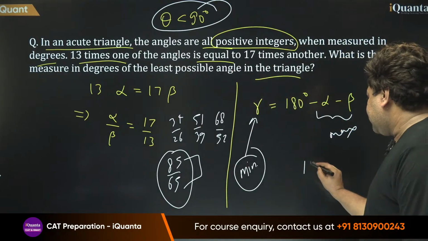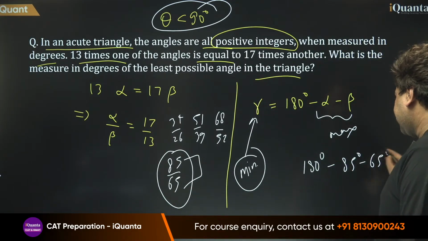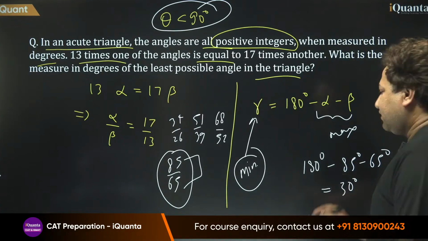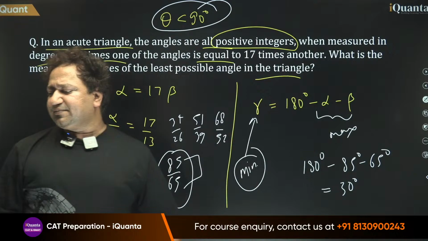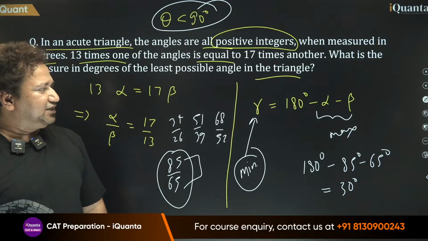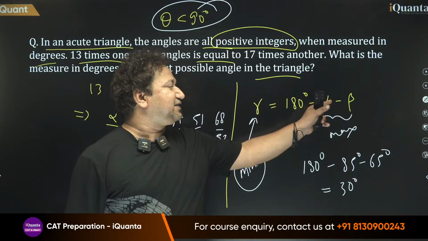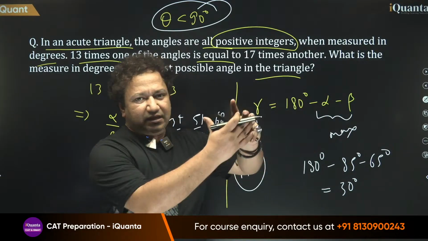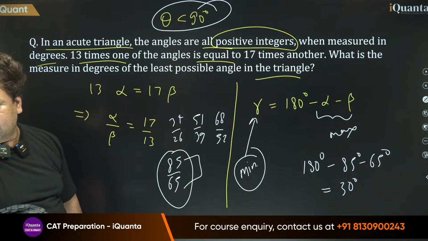Let's put it here. So 180 degrees minus 85 degrees minus 65 degrees. The answer is 30 degrees. Clear? It's a basic algebraic question. Looks like a geometry question, but it's algebra, because the main thing here is whatever is subtracted needs to be maximized. तो 180 में से सबसे ज़्यादा वैल्यू माइनस कर दूंगा तो यहाँ पे मिनिमम वैल्यू आ जाएगी. Is that clear? Well done. Next one.